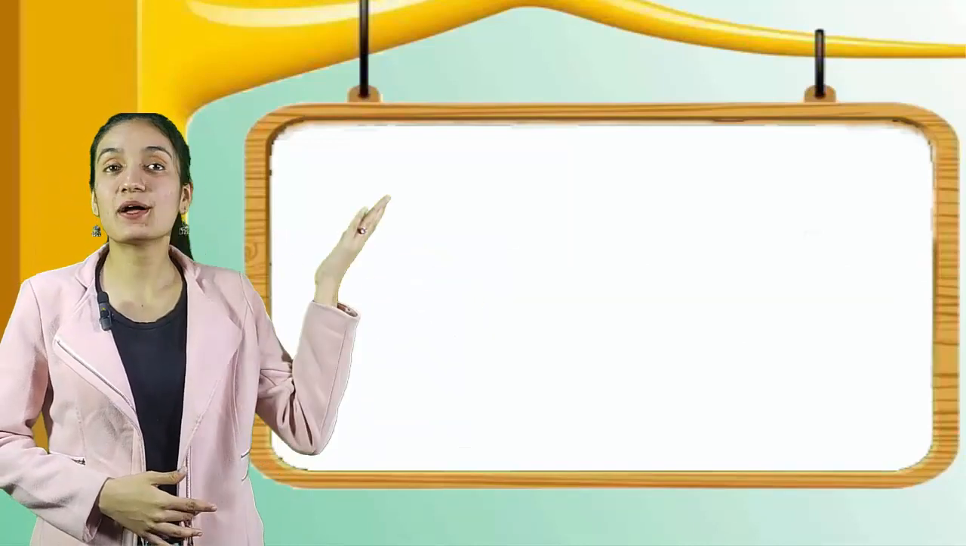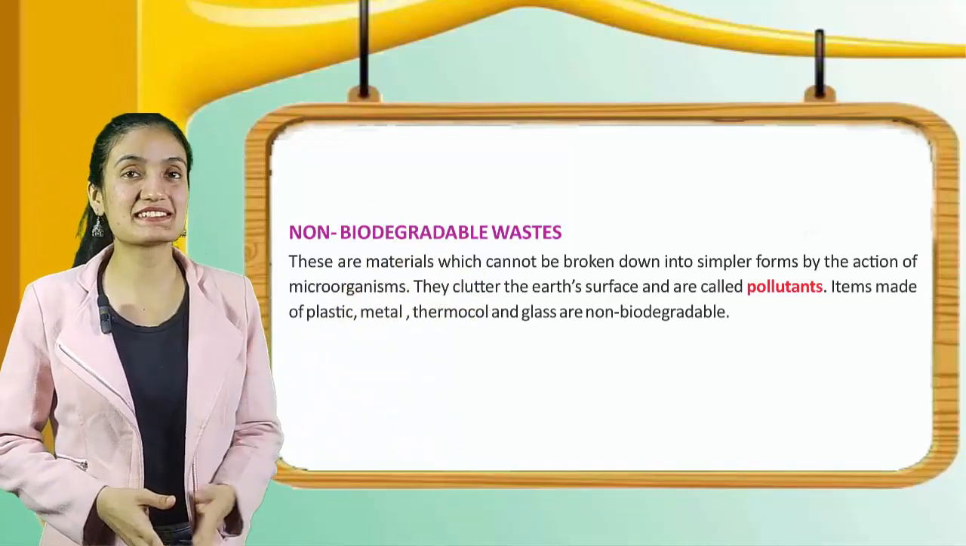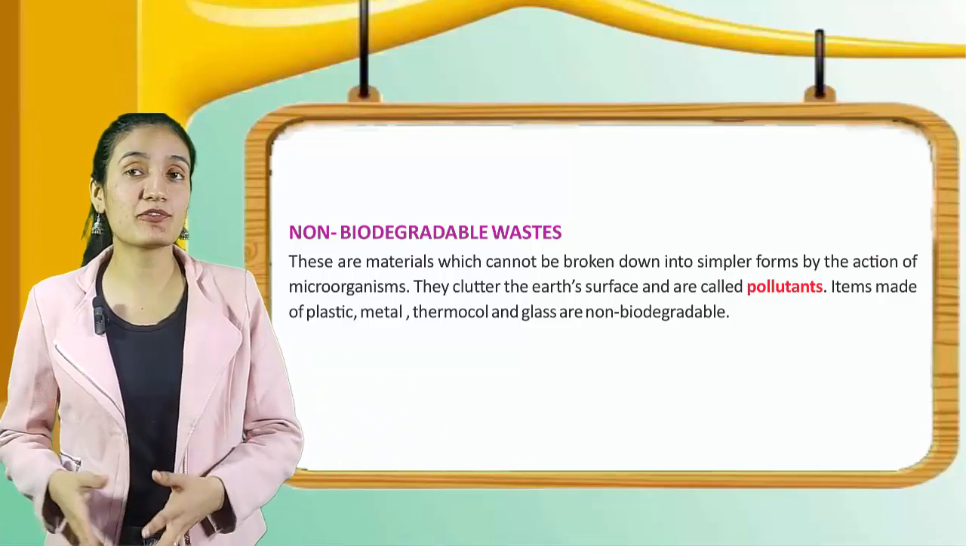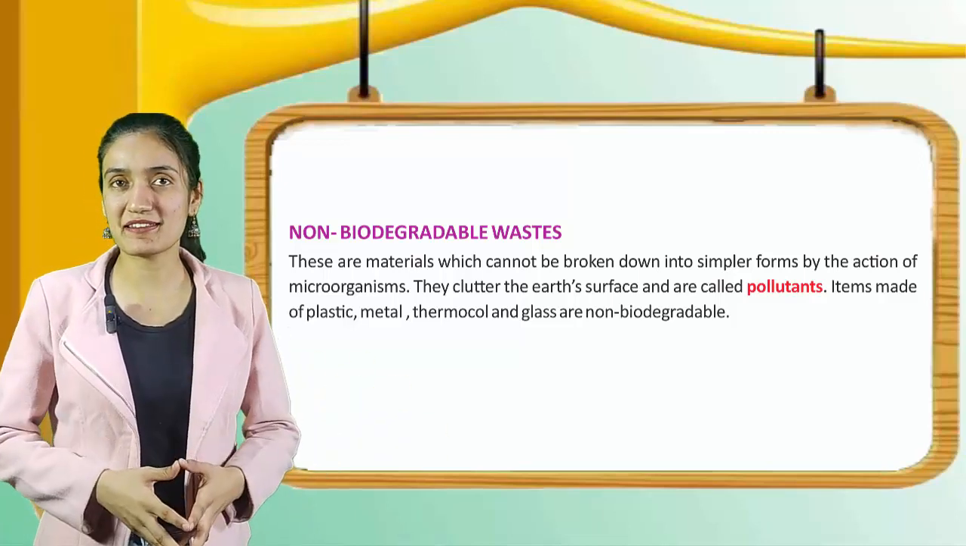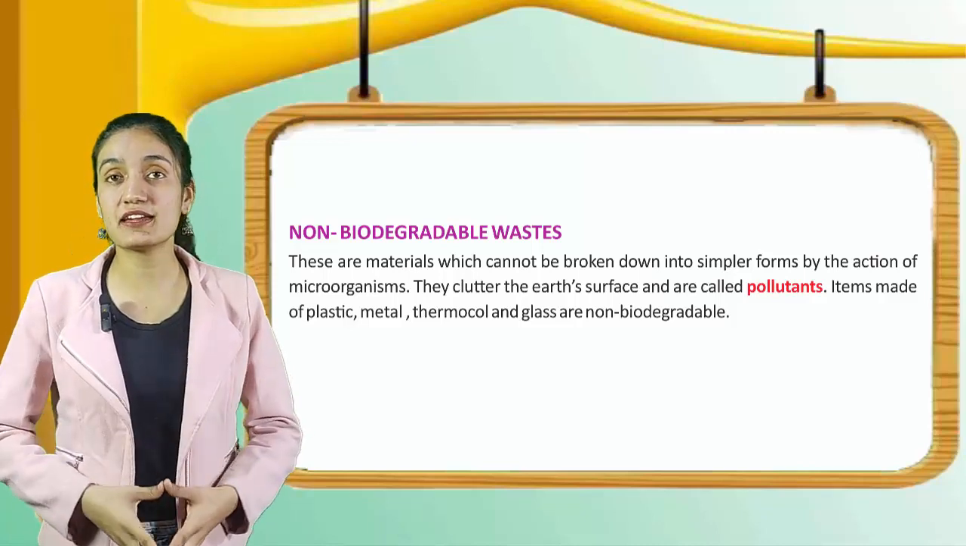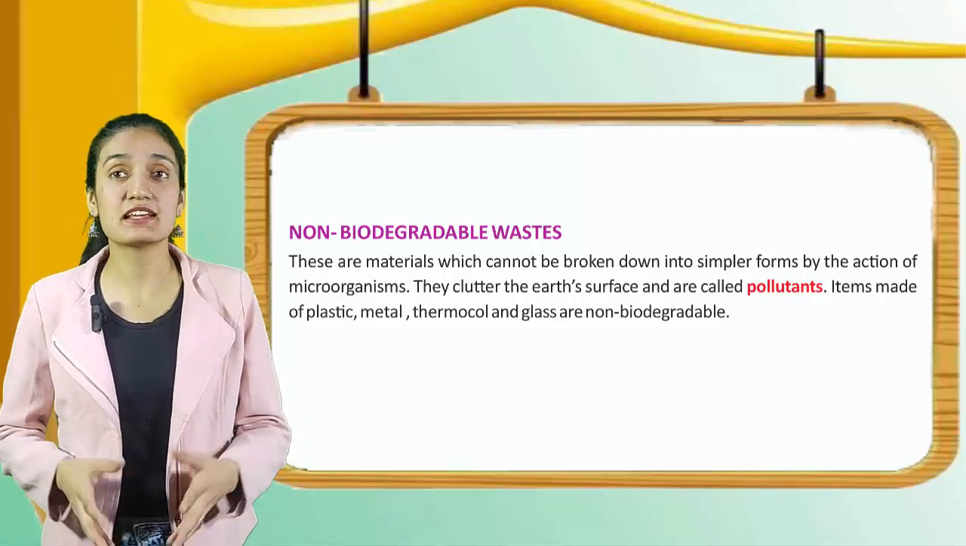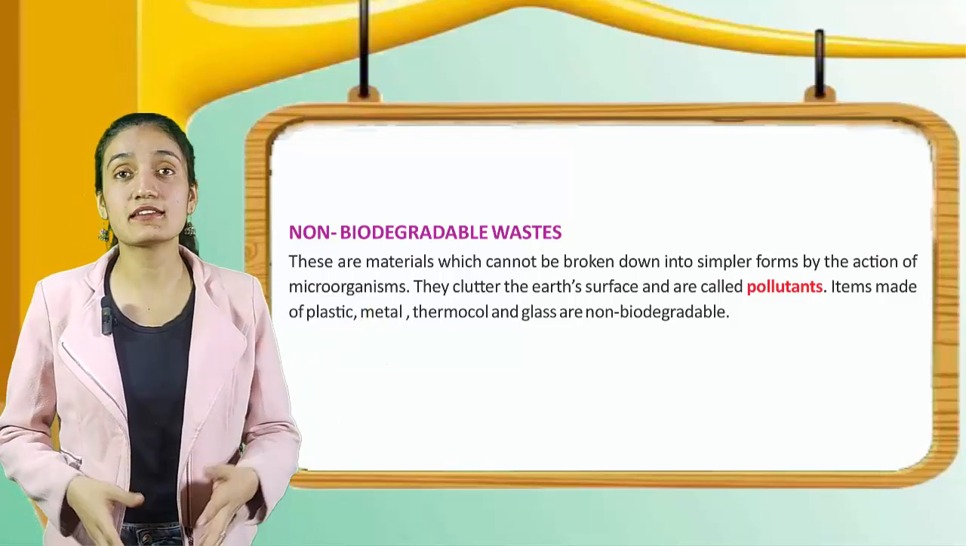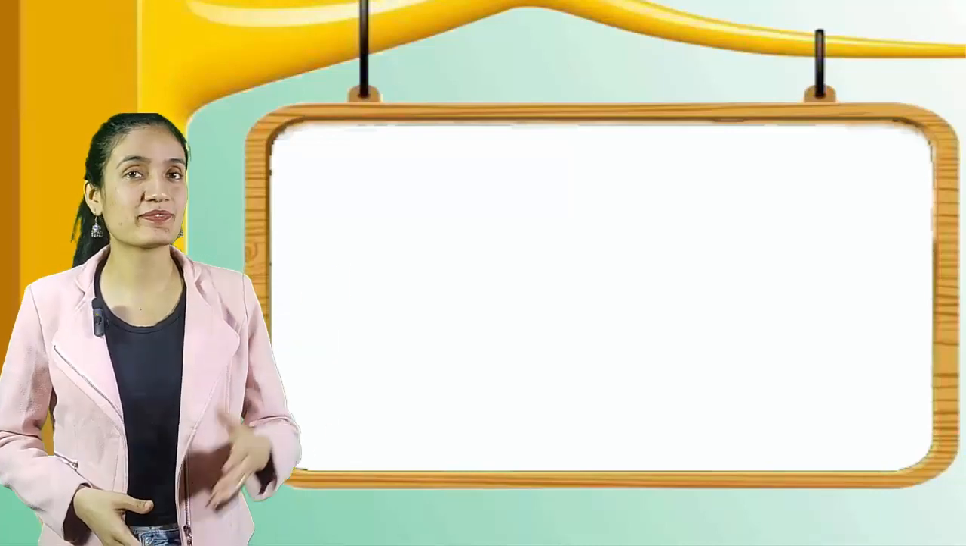Now next is non-biodegradable waste. These are materials which cannot be broken down into simpler forms by the action of microorganisms. They clutter the earth's surface and are called pollutants. Items made of plastic, metal, thermocol and glass are non-biodegradable.